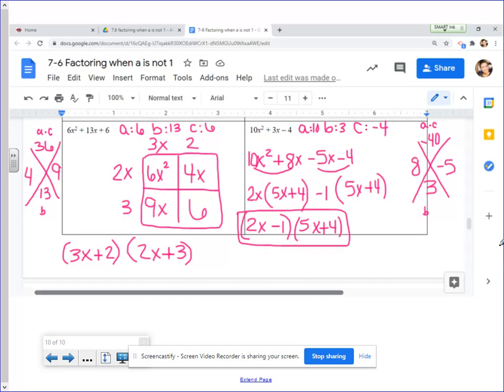So like I said, whichever way you feel more comfortable with, the box method is kind of easy. I never did that when I was in school, but that doesn't mean that's not a good way to do it. So whichever way you find easier.